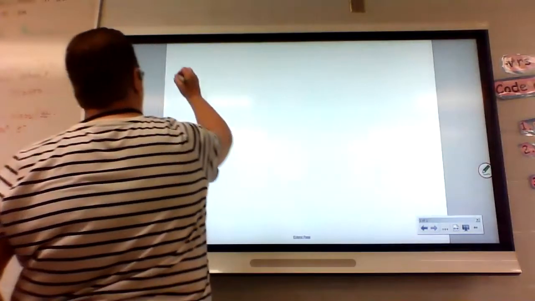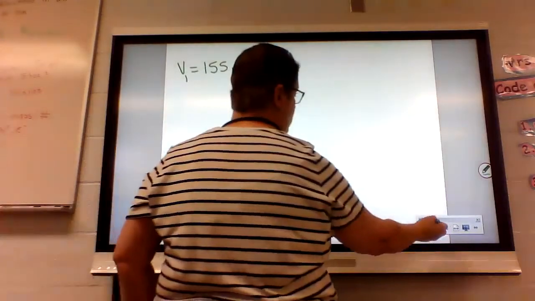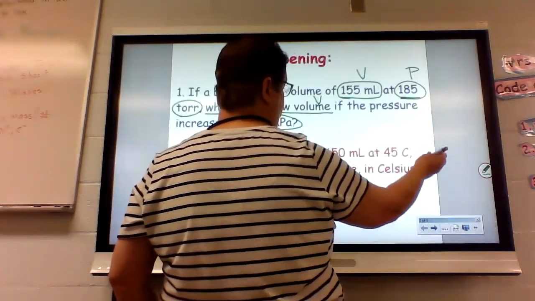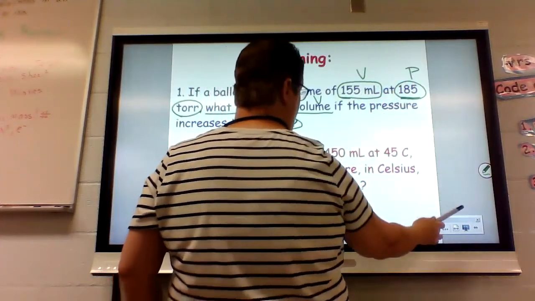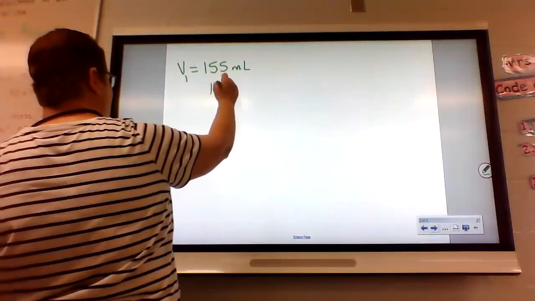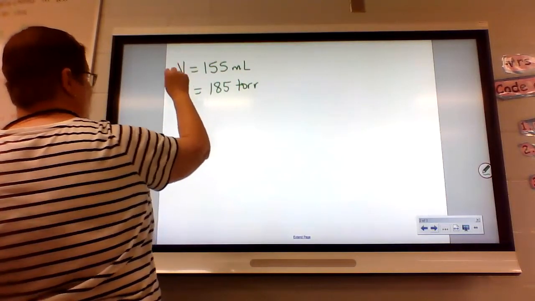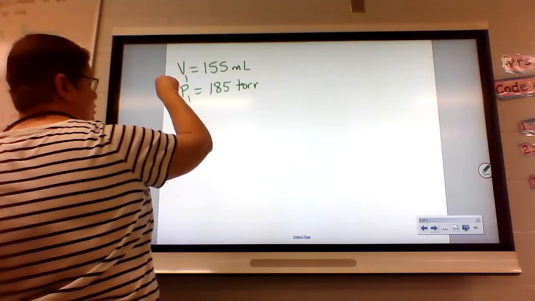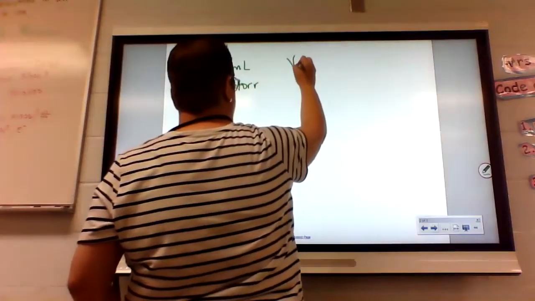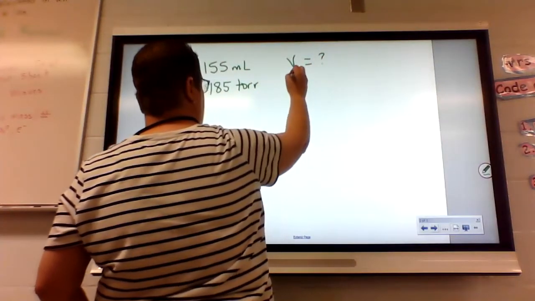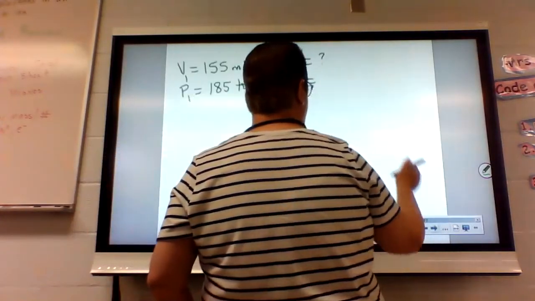So V1 is 155 milliliters. And then I'm going to make P1 because it says 155 at 185. That 185 torr has to stay with the 155. You don't have to make these V1 and P1. They could just as easily be V2 and P2. And these two numbers have to stay together. Find the second volume, because it said what is the volume? And P2 is what? 57.8 kPa.